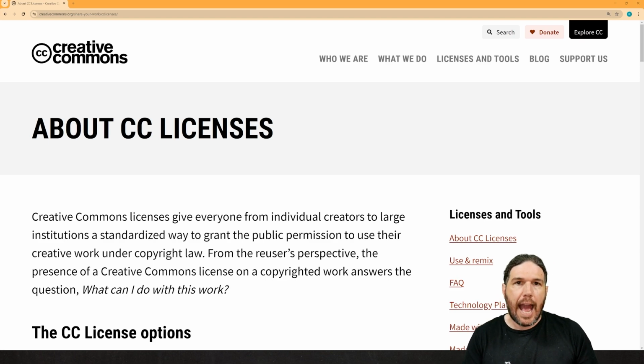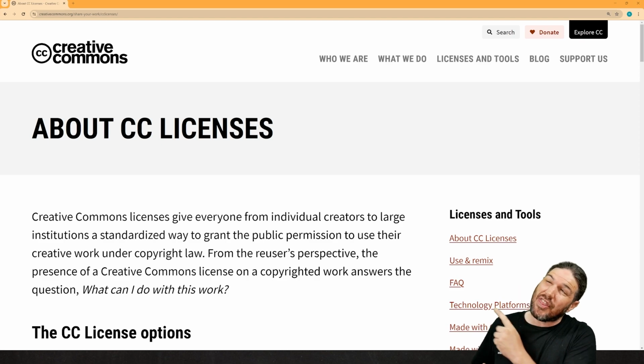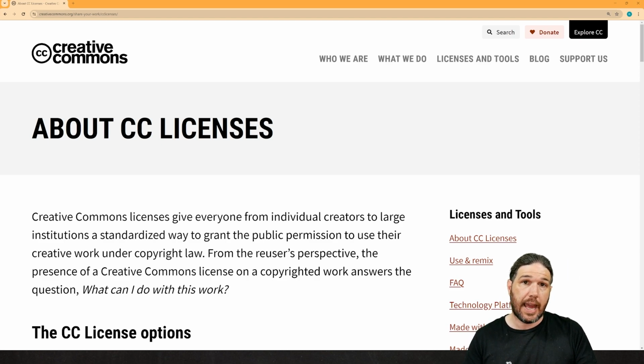But that can be a hassle. Sometimes you want people to use or modify or distribute your work without having to ask you for permission every single time. And that is where Creative Commons can help. This is a free service that anybody can use, and we're going to go ahead today and go down all of the options that you have.